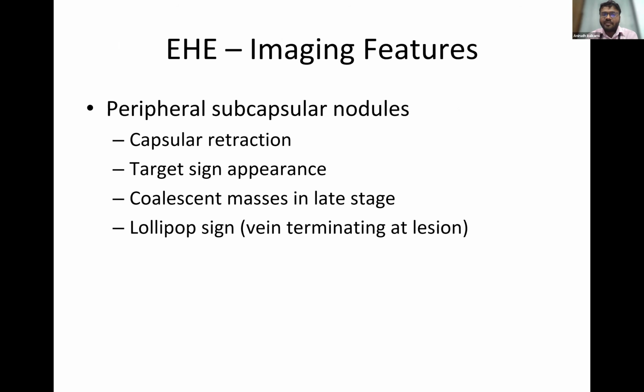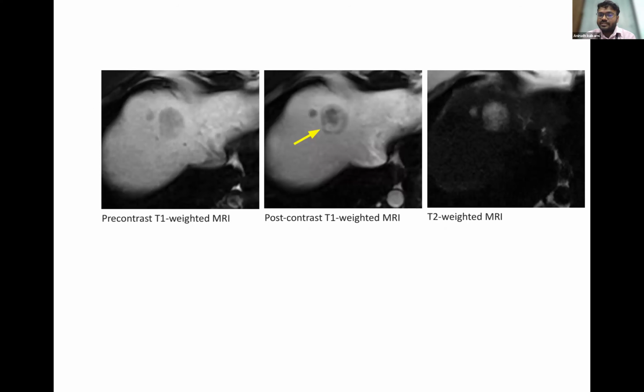So what are the findings of epithelioid hemangioendothelioma? There are peripheral subcapsular nodules, capsular retraction, target sign appearance, coalescent mass in late stage, and a vein terminating at the lesion, which is called the lollipop sign. This is very rarely seen, EHE and all. Okay, first you can see here a target sign appearance. Here you are able to see target appearance in the post-contrast T1 lesion. So that is your EHE.